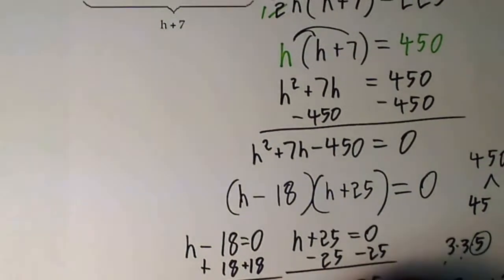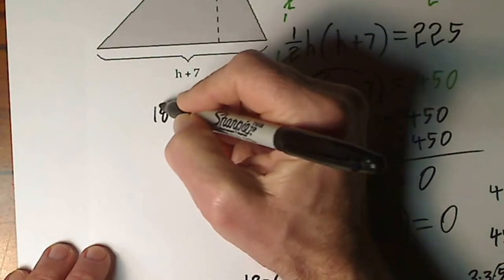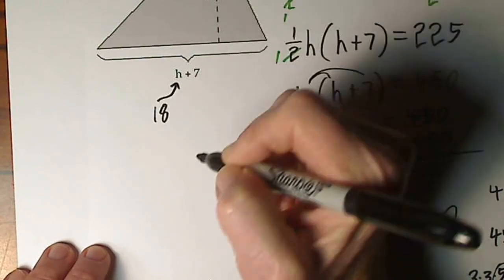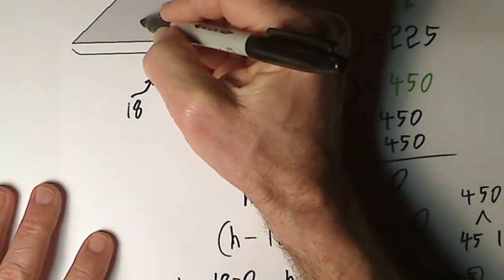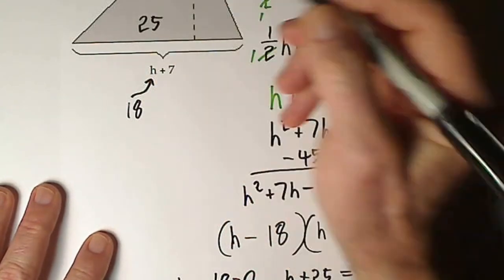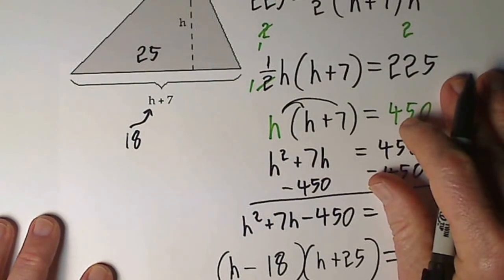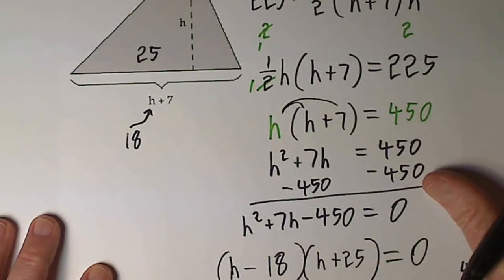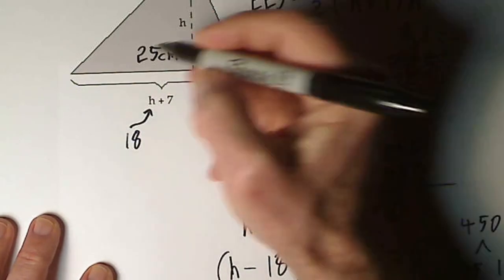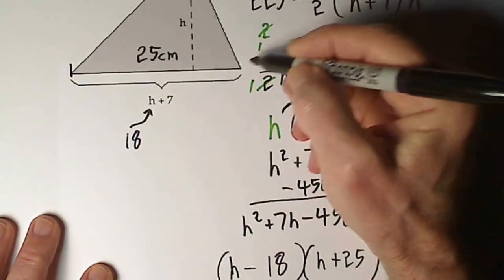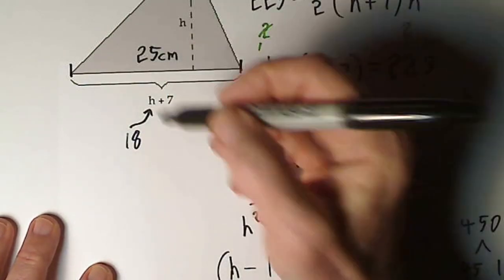So we take our 18 and plug it in, right where the h is. 18 and 7 is 25. So it's 25 centimeters long. So the distance from here to here is 25 centimeters.